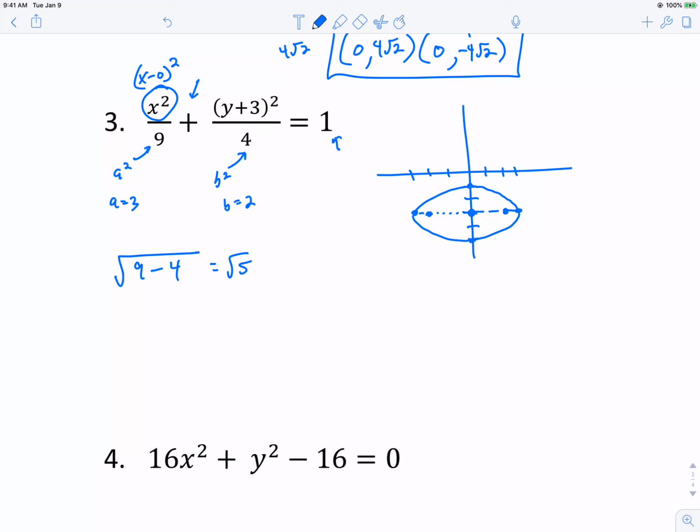So the coordinates of that, well, they're on the major axis, right? So if I just draw that in, I know that has a y-coordinate of negative 3. So I know that they're going to have a y-coordinate of negative 3, the foci. And now how do I find their x? Well, I already got their x-coordinate. It's going to be root 5 and negative root 5.